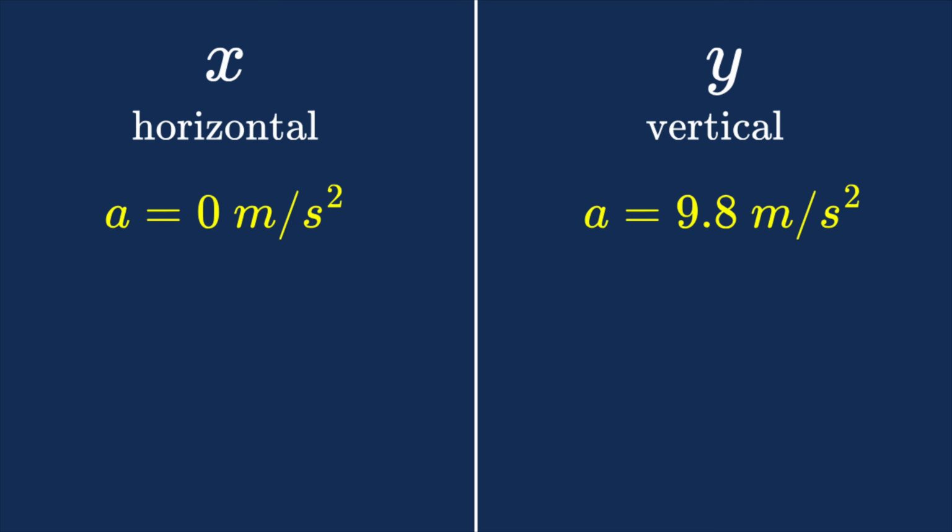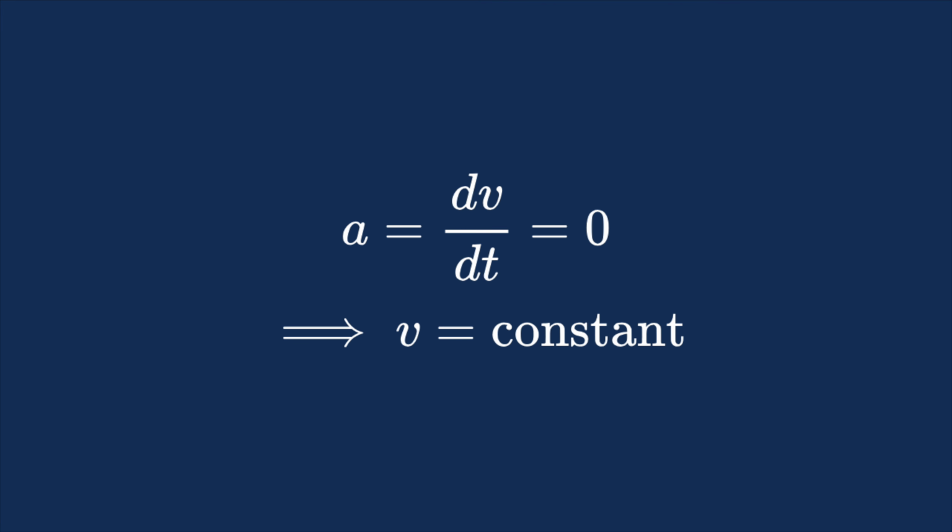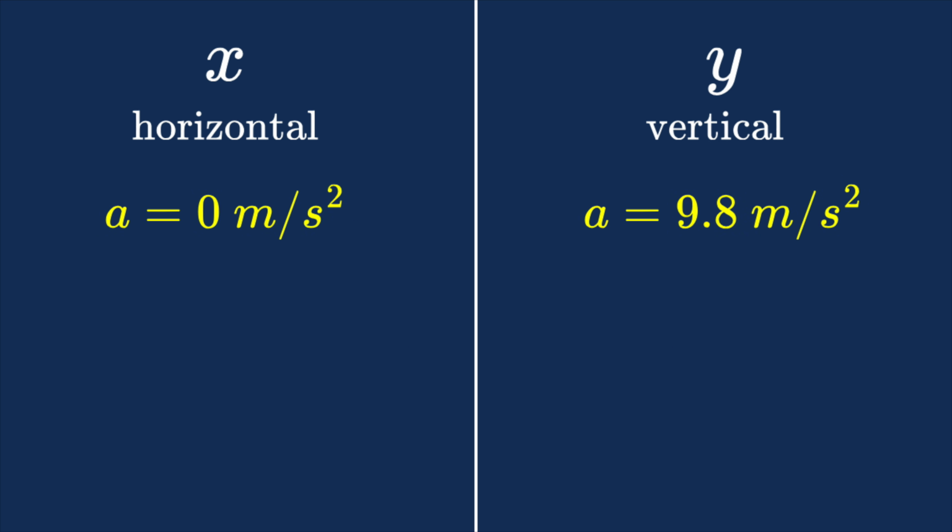Horizontally, there is no acceleration, assuming air resistance is negligible, because gravity is only acting downwards, so the horizontal velocity stays constant. And as an aside, we can kind of see this because acceleration is just the change in velocity over time, i.e. dv by dt, and if this equals 0, then when you integrate, you're just going to get a constant. And so the horizontal velocity stays constant. Now, vertically, gravity acts downwards, so the ball accelerates at 9.8 meters per second squared.